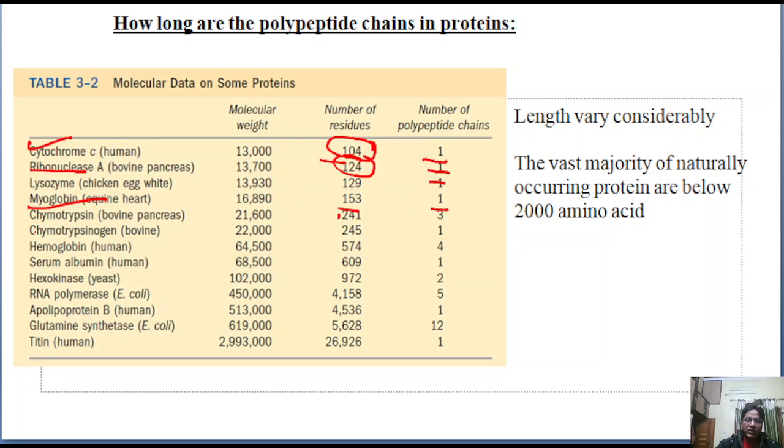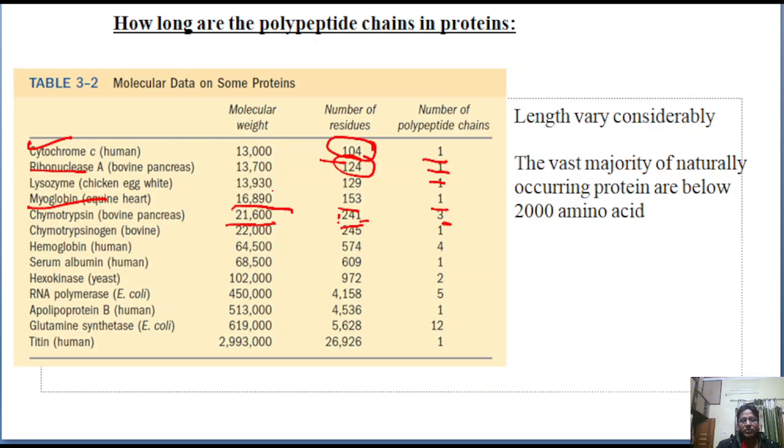Another example you can see here is chymotrypsin, which has three polypeptide chains, and its number of residues is 241, and its molecular weight is 21,600. So this is a list of some proteins which have a molecular weight of more than 10,000, and the number of residues can also vary.